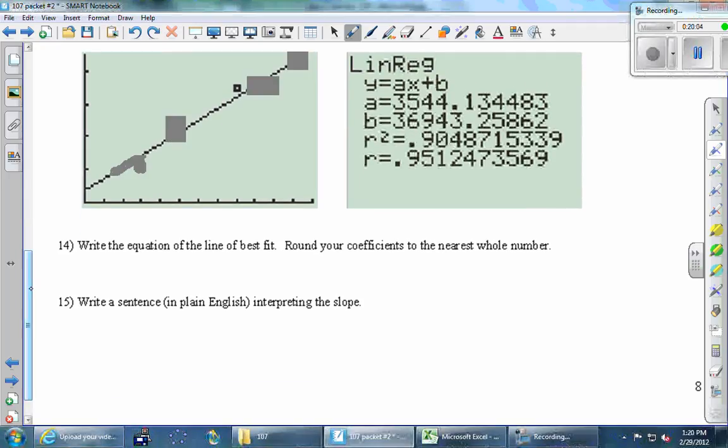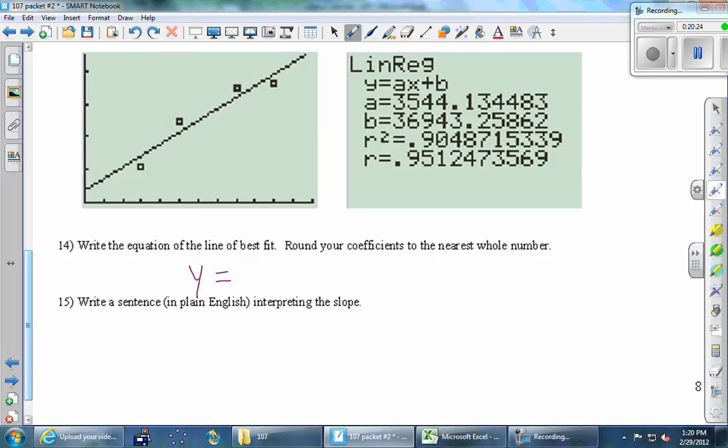Okay, so look at the screenshot on the top right. It says first LinReg. What does that stand for? Linear regression. That's what we asked the calculator to do, and this is what it spits out. y equals ax plus b, that's the equation. It's telling you what a and b are. So all we have to do is fill in.